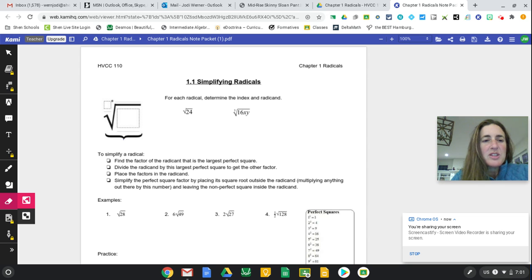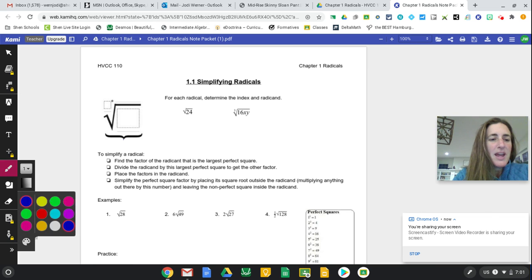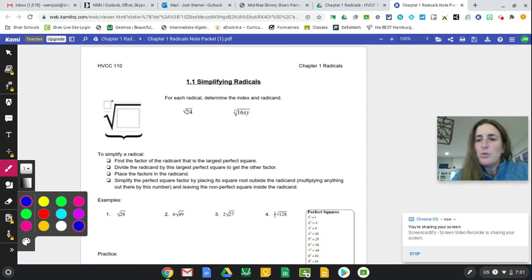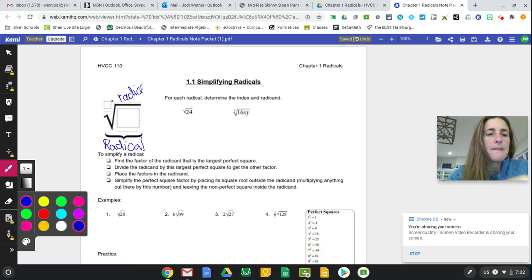All right, so first of all, this whole thing here is called a radical. Oh, shoot, let me get my pen turned on. Let's lose blue, that's fun. Okay, so this whole thing is called a radical. And the whole thing that kind of looks like the square root, we usually call it, is called the radical symbol.